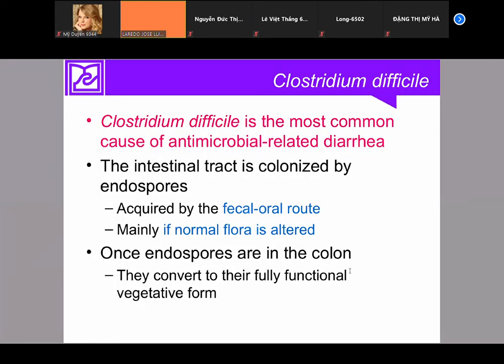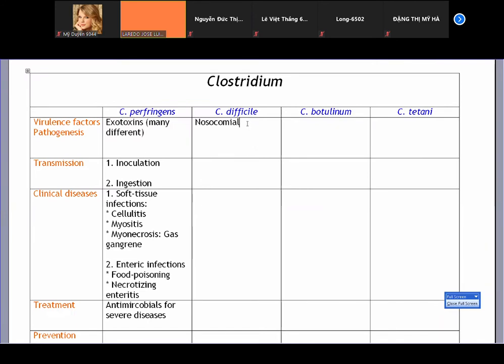Okay, so what's the problem here? Clostridium difficile is the most common cause of diarrhea related with antimicrobials. So antimicrobial related diarrhea. We are going to explain in the table. Clostridium difficile is a nosocomial pathogen. It produces toxins, the same as all Clostridium.